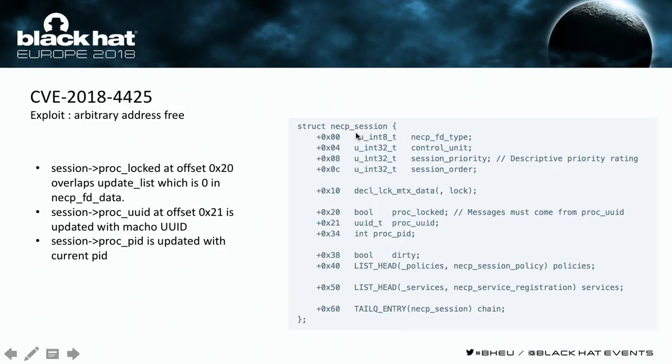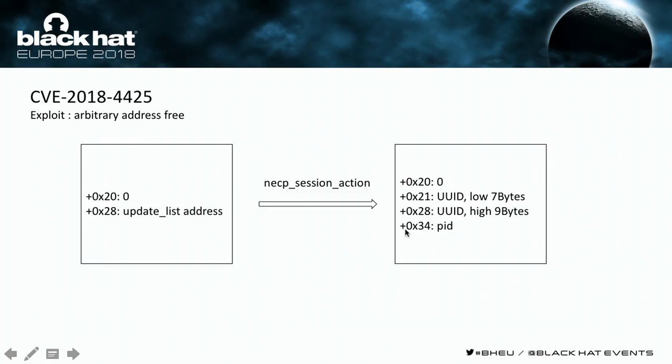Let's see this ACP session structure. At offset 20, this value is always 0, and you can remember the previous picture. It is always 0 here. And since it is 0, it is false, so the proc UUID and proc PID will be updated. The value is the macOS file UUID. So let's have the update here.